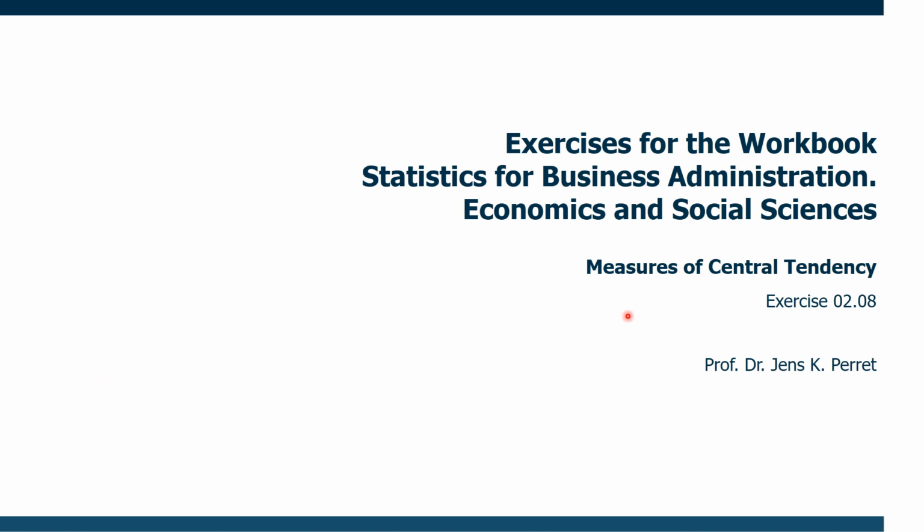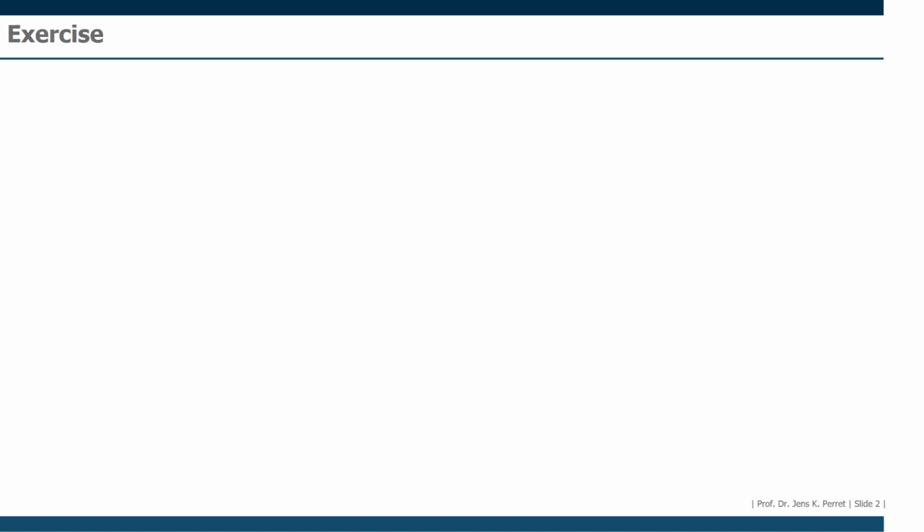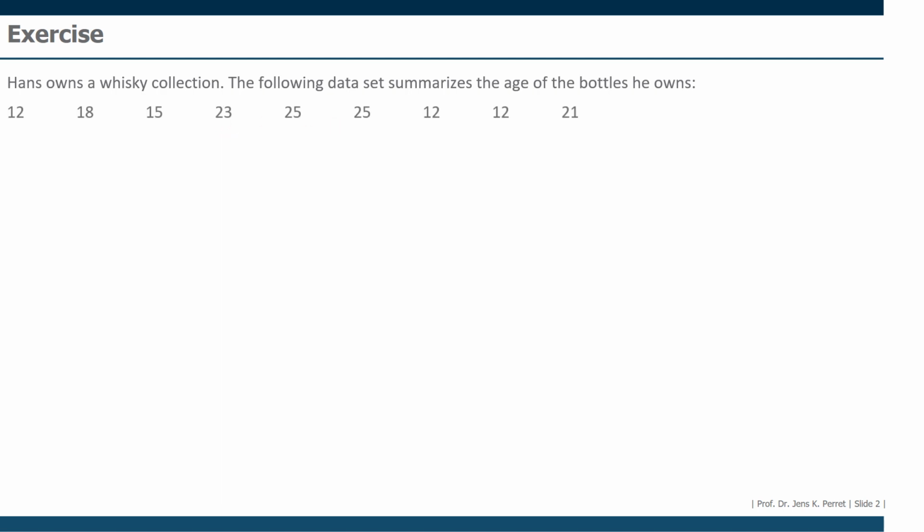This time I'm going to talk about measures of central tendency, or rather about quantiles, quartiles and percentiles. The exercise here is simply: Hans owns a whiskey collection and the following data set summarizes the age of the bottles he owns, giving us those 9 values. Our task now is to calculate, based on the data set, the statistics required for the construction of a box plot.